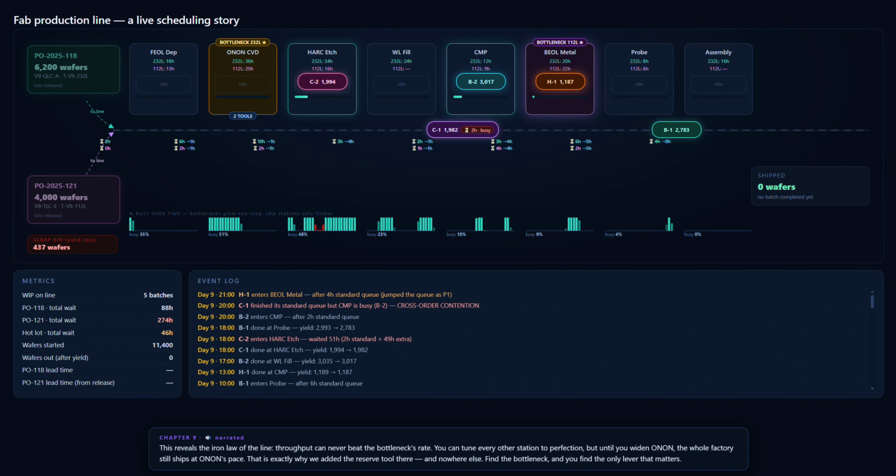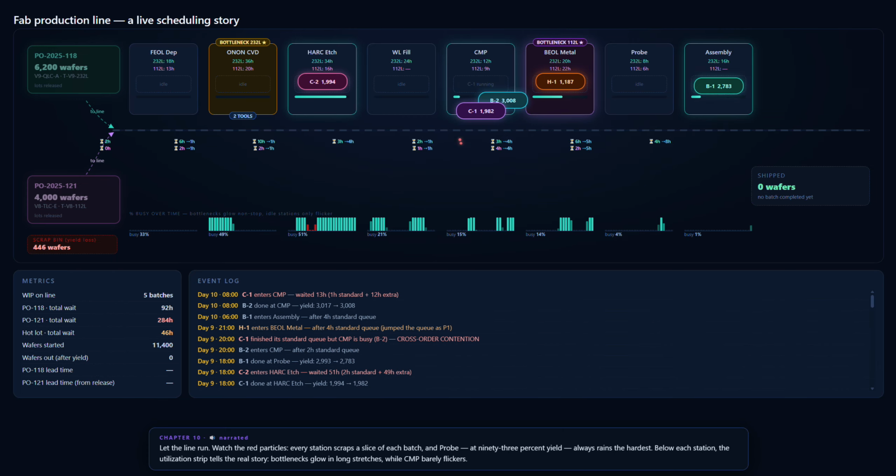You can tune every other station to perfection, but until you widen ON, the whole factory still ships at ON's pace. That is exactly why we added the reserve tool there and nowhere else. Find the bottleneck, and you find the only lever that matters.